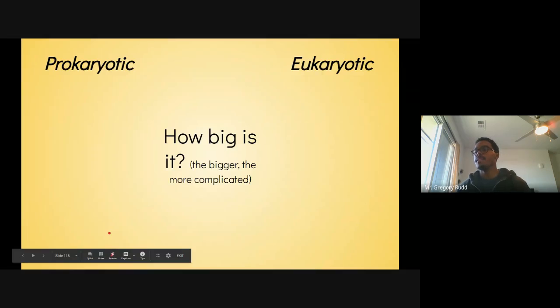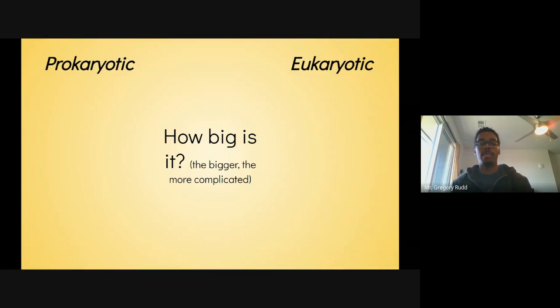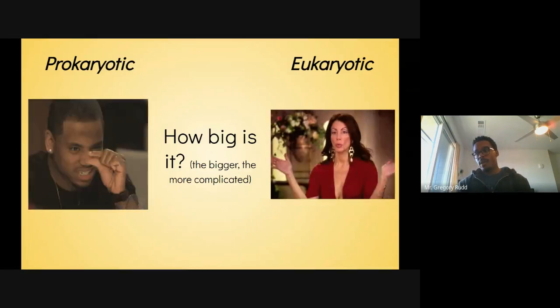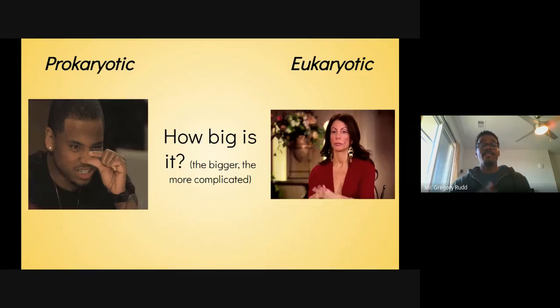And then how big is it? And keep in mind, big is really a proxy for how complex the cell is. So the bigger the cell, the more complex it is, the more stuff it has inside of it, the more function it is responsible for. So prokaryotic cells are really, really small. Eukaryotic cells are relatively huge.